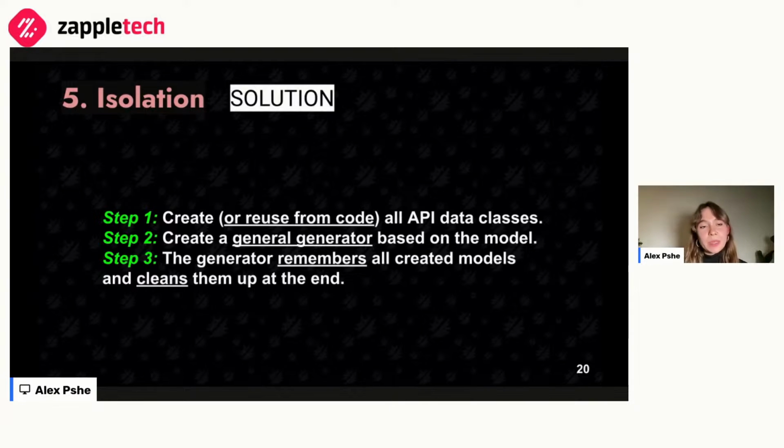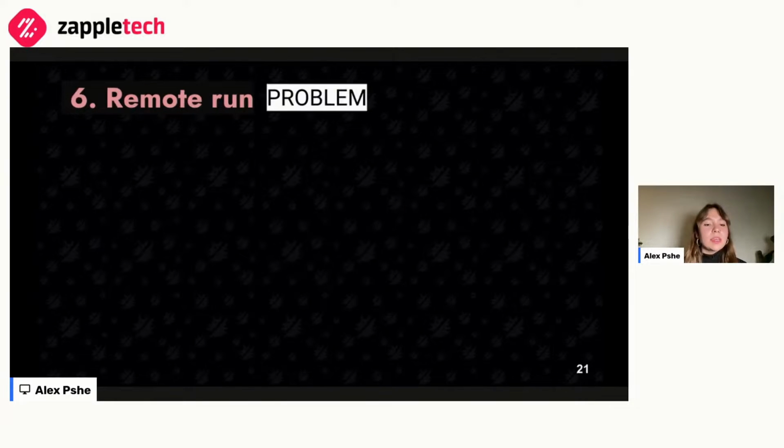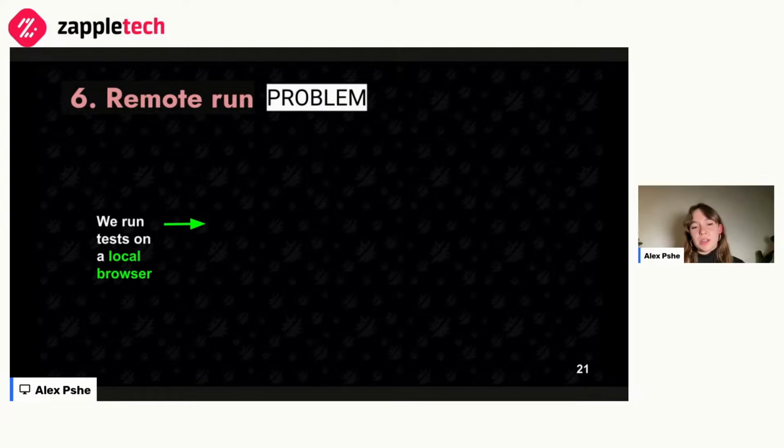The next problem that we have, and we slightly move into more UI problems, other than API, is remote run. So it's also quite a popular problem, especially for beginners. We run tests on a local browser. Okay, we can do it maybe in the beginning for our local tests, but I would recommend to start with remote run from the beginning.